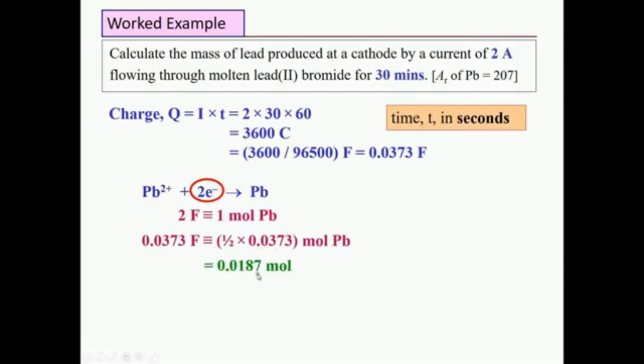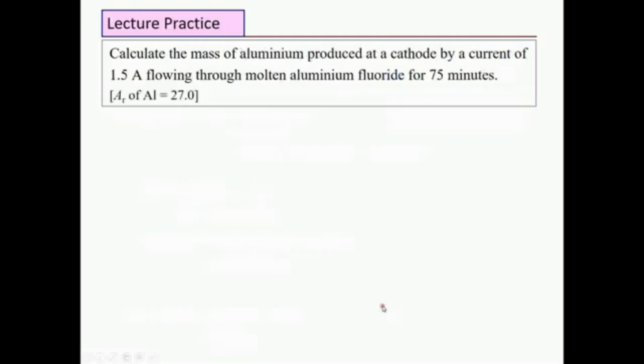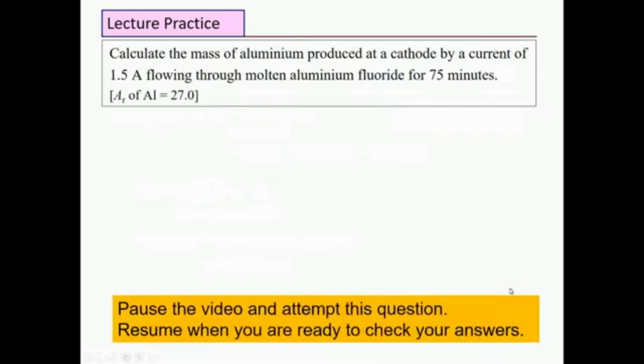Now once you know the amount of lead, you can work out the mass. So mass will just be the amount in mole multiplied by the Ar. Ar can be found from the data booklet, so that gives us a value of 3.86 grams. Final answer to 3SF with units. Now pause the video, attempt this question, and resume when you're ready to check your answers.